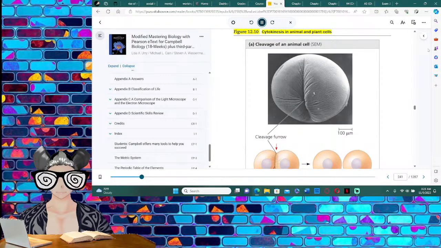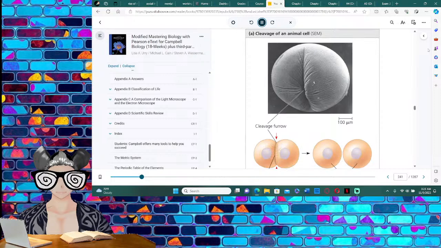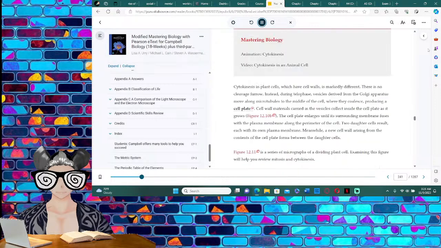Figure 12.10 Cytokinesis in animal and plant cells.